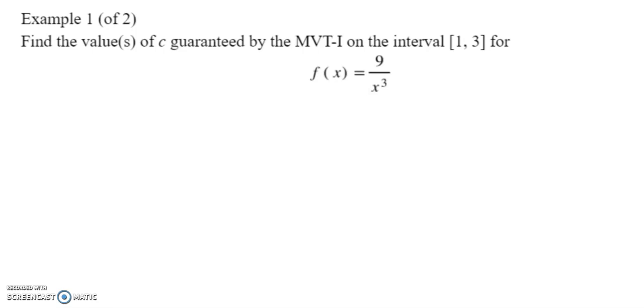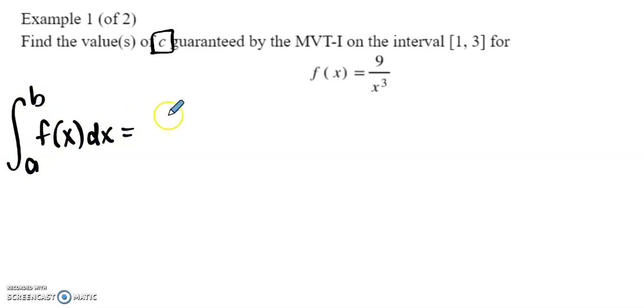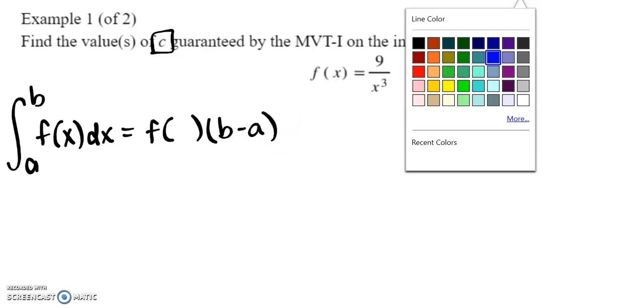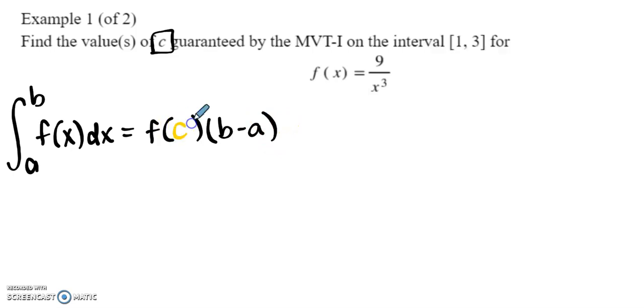They'll go pretty quick. Find the values of c guaranteed by the mean value theorem on the interval 1 to 3 for this function f. So I'm going to look for the value of c. That is my goal. I'm going to start just by writing the general mean value theorem. Mean value theorem says the integral of f of x dx from a to b is equal to f of c times b minus a, and c is the thing that I'm looking for.